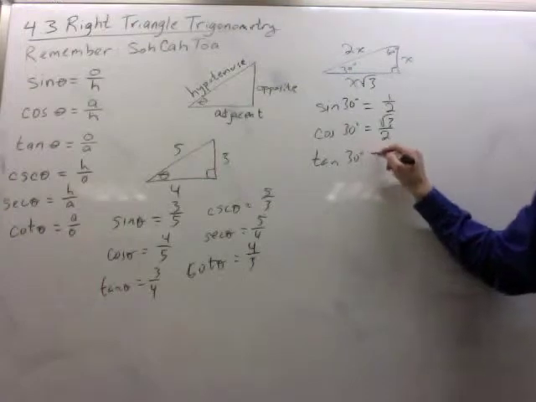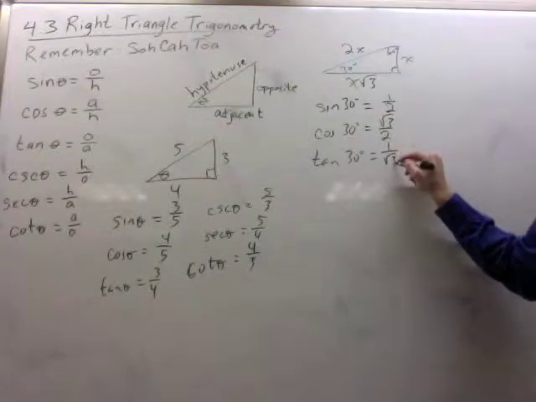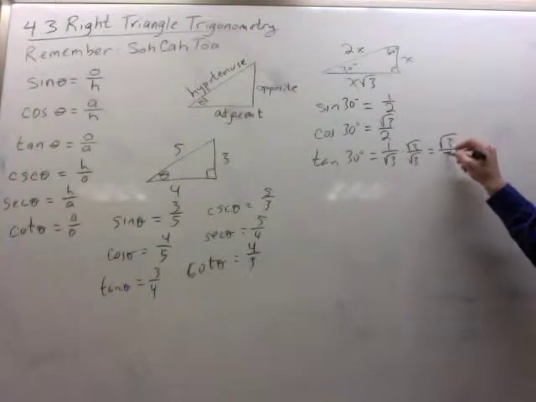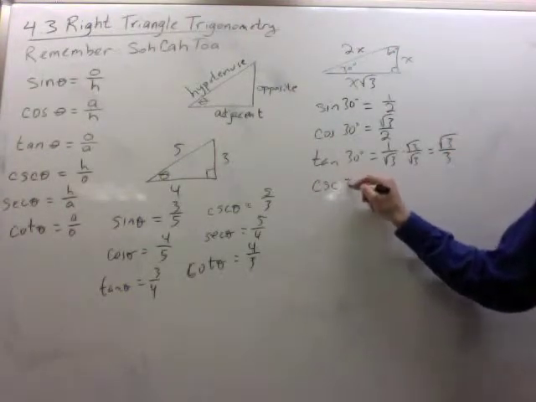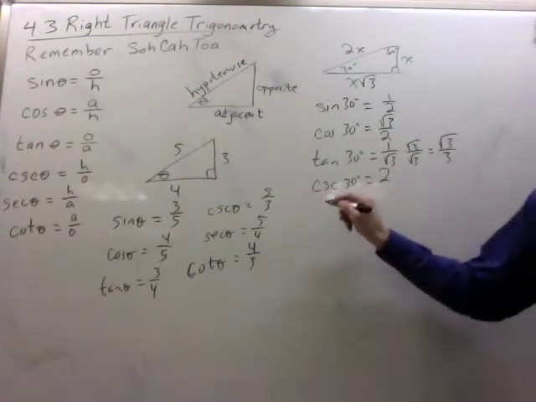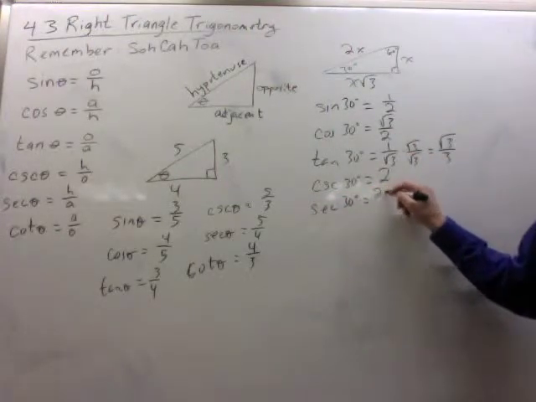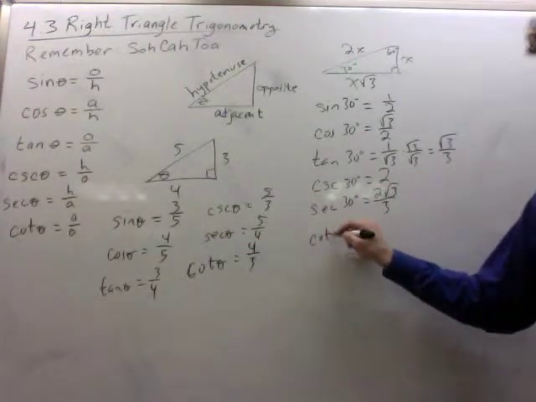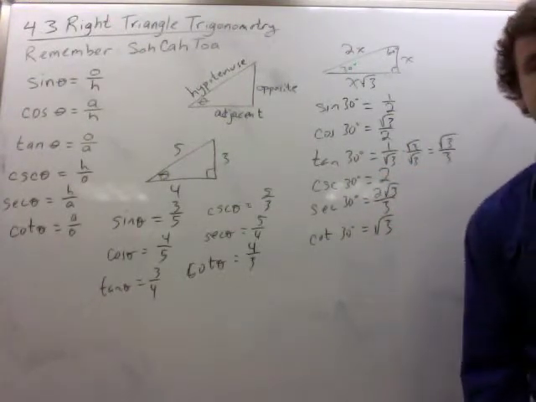Tangent is opposite over adjacent, which is x over x√3, so 1/√3. And remember, we need to rationalize our denominators, so that comes out to √3/3. And then the other trig functions are reciprocals of those. Cosecant of 30 is the reciprocal of sine of 30, so that's 2. Secant of 30 degrees is the reciprocal of cosine, which rationalizes to 2√3/3. And the cotangent of 30 degrees is the reciprocal of tangent, which is just √3.